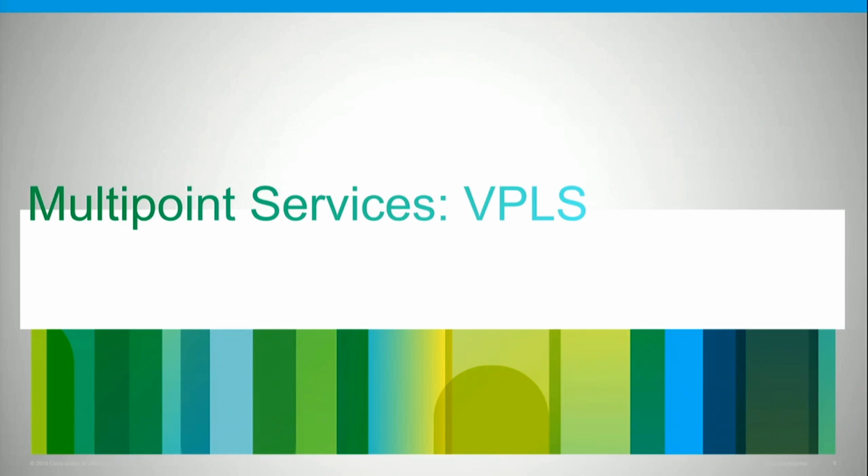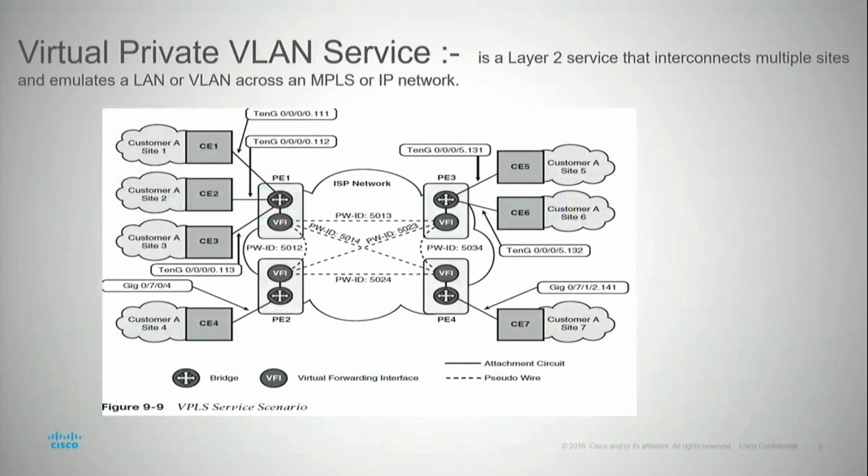Next we will discuss multipoint services, that is VPLS, Virtual Private LAN Services. Here is a schematic diagram for VPLS. We can see that a VPLS network requires creation of a bridge domain. This is the bridge domain on PE1, this is the bridge domain on PE2, this is the bridge domain on PE4, and this is the bridge domain on PE3. So each device has its own bridge domain.